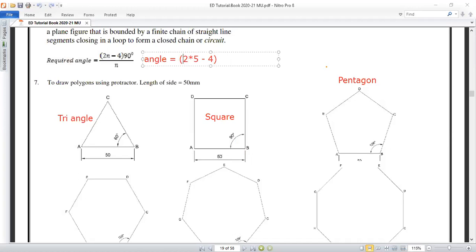So this is 10. 10 minus 4 is equal to 6. So 6 multiplied by 90, so this is 540, divided by n, which is equal to how much? 5. So you will have this value equal to 108 degrees, right? So now again go to this software.